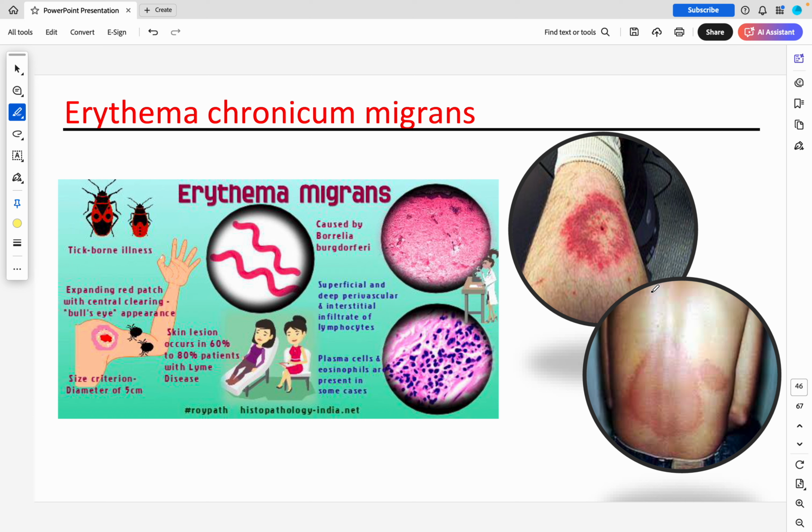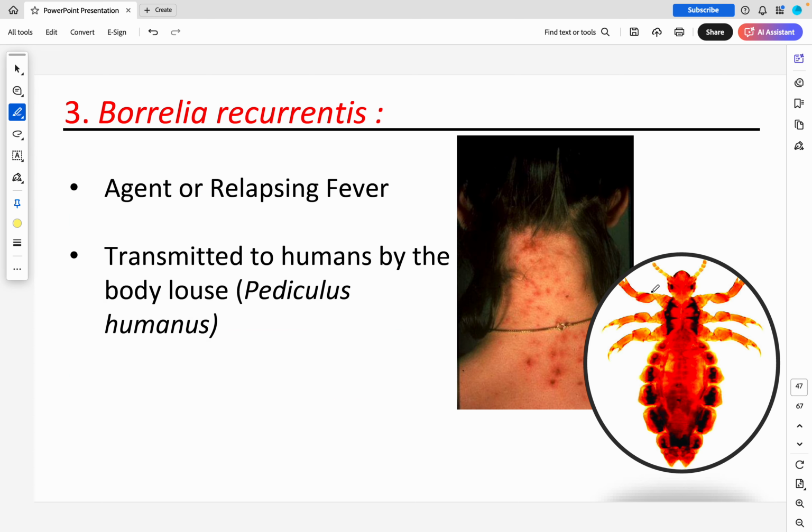The rashes are actually erythema migrans. Okay, so it can appear as localized inflammation or localized redness in different parts of the human host. What else? In most cases, 60 to 80% of patients with Lyme disease manifest erythema migrans. In terms of diameter, it's big. The redness is about 5 centimeters in diameter.